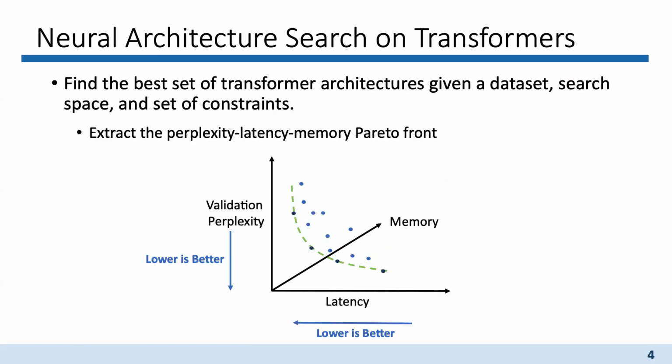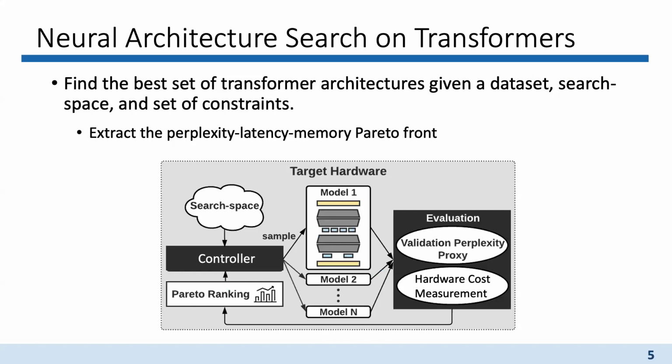Neural architecture search provides a great opportunity to find transformers that have reasonable performance in terms of task-specific metrics like perplexity, while ensuring low hardware costs. Our goal is to use NAS to find models that are on the perplexity versus latency and memory Pareto frontier, shown here with the green dashed line. The NAS pipeline consists of three main components: the search space, the controller, and the evaluator.